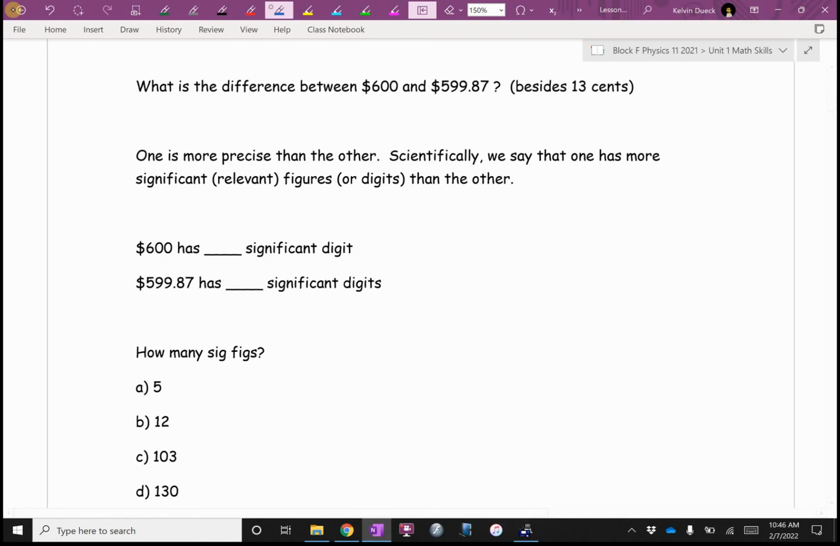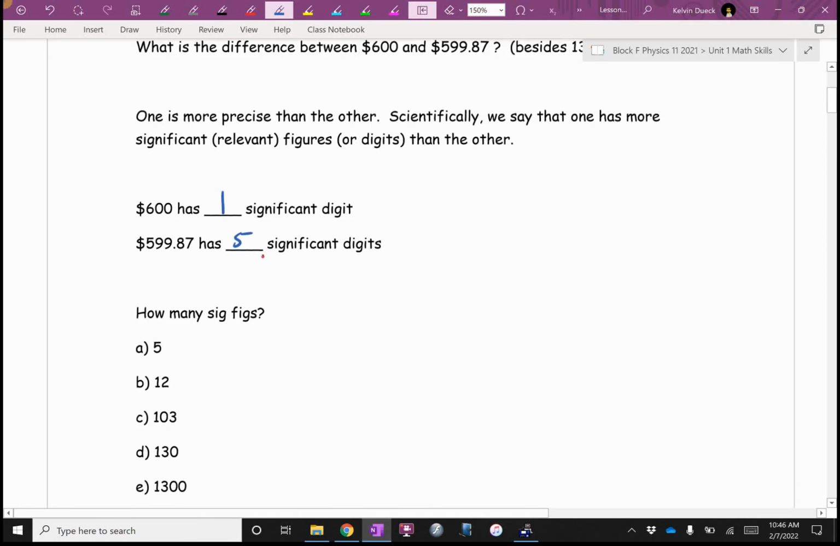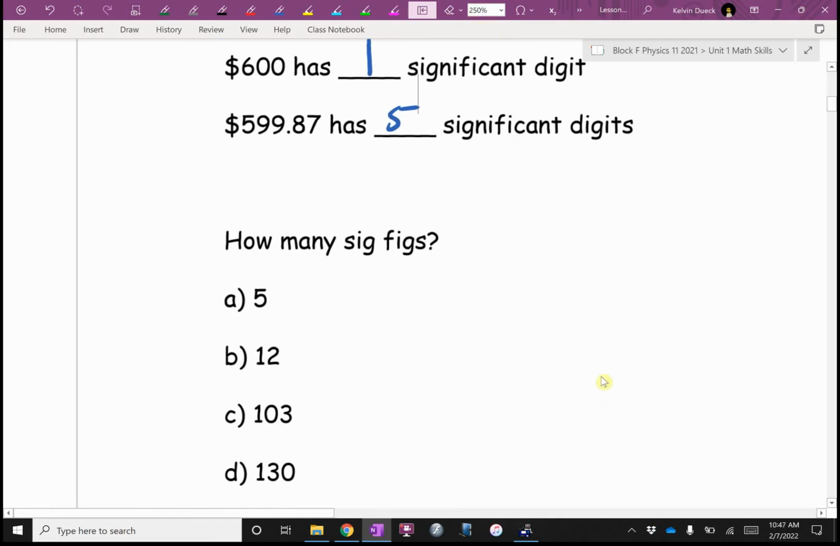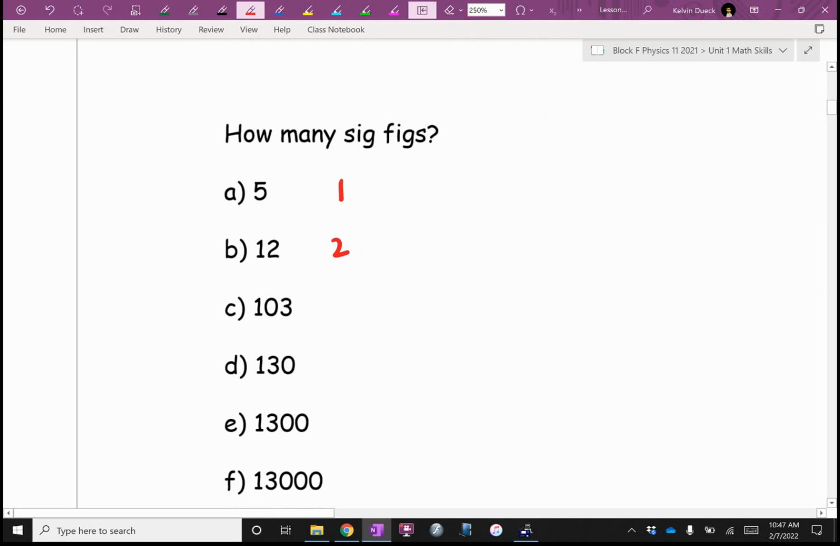$600 has one significant digit. $599.87 has 5. So we're going to start out just asking, hey, how many sig figs? The number 5, how many sig figs does it have? 1. What about the number 12? 2. What about 103?